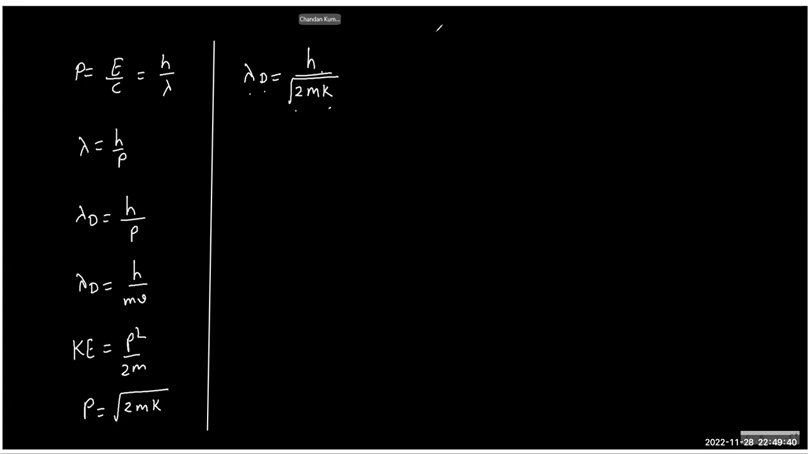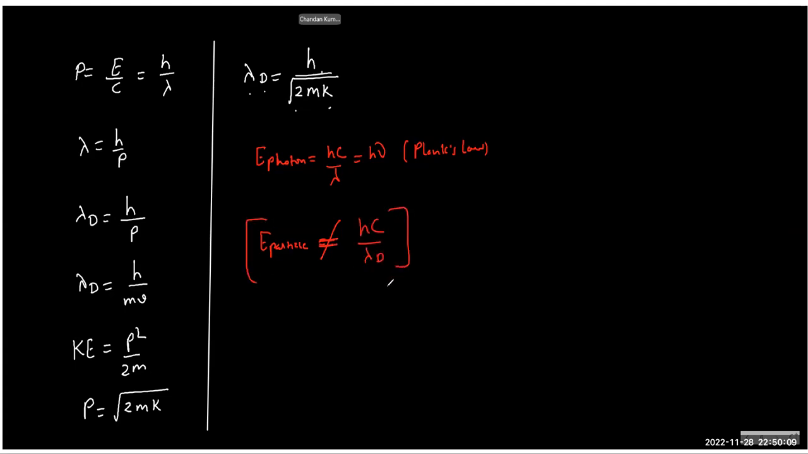The common mistake that many students make: energy of a photon we write as hc by lambda. Do you remember? Or h nu. This is the Planck's law. The mistake that you can make is to write energy of a particle equal to hc by de Broglie wavelength. This is an incorrect statement. This we cannot write. This is only for photon. So if someone is asking us to find the energy for a particle whose de Broglie wavelength is known to you, when they ask you the energy, it means they are talking about the kinetic energy.